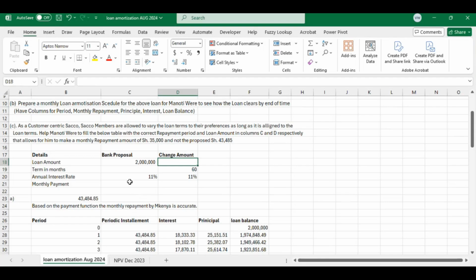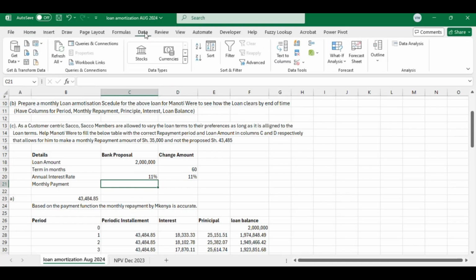For us to do this, we can use a tool known as the goal seek tool. If you want to get the goal seek tool, go to Data, and under What-If Analysis, we have what is known as Goal Seek. The goal seek tool is a good tool for sensitivity analysis since it allows us to find the right input for any value that we want. In this case, we want a value of 35,000 because that is what this person is able to pay.